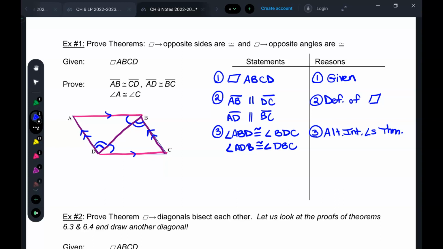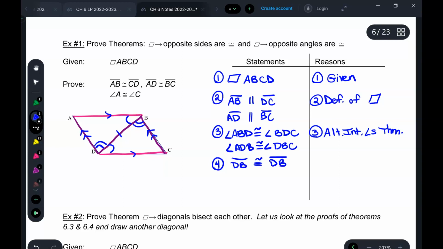Now what? I think I heard reflexive. So DB congruent to DB. We're almost done.